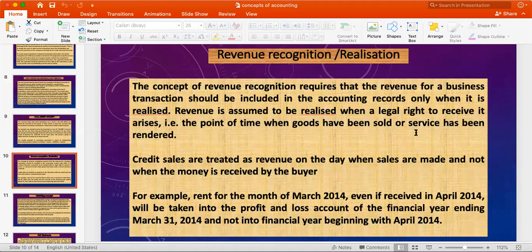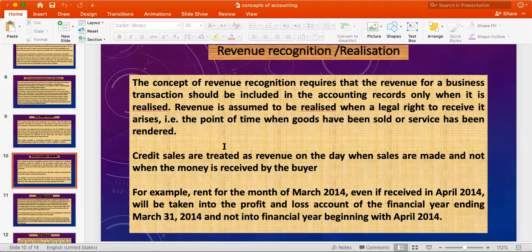So on that day only you are entitled to get the money of whatever goods you have sold or whatever services you have provided. Credit sales are treated as revenue on the day when sales are made and not when the money is received from the buyer. For example, as I told you, if it was the month of March, and the amount you are going to receive is in April, even if received in April, March will be the only month to be considered to show that the amount has been earned in the month of March and not in the month of April.